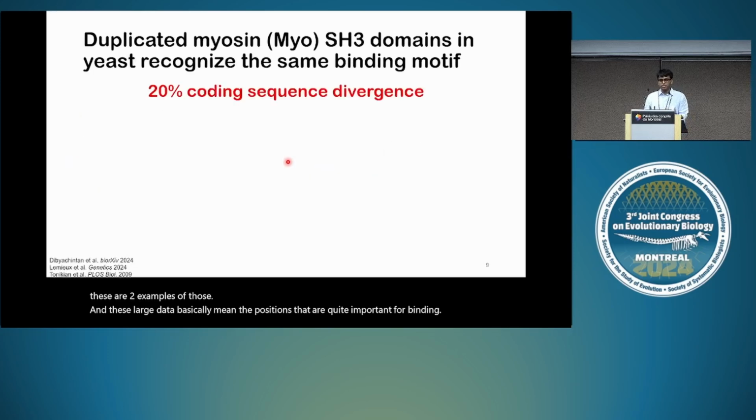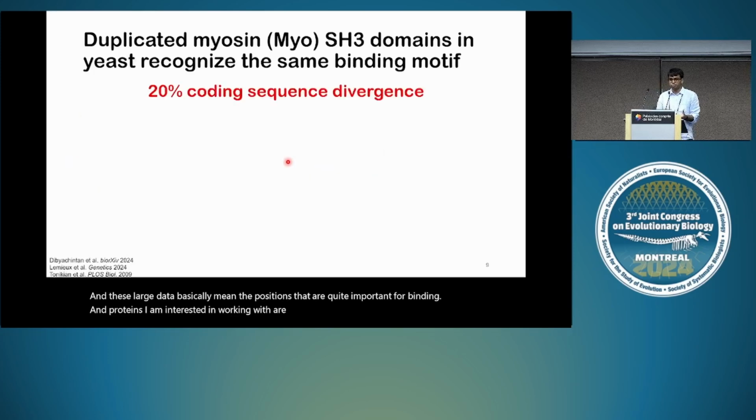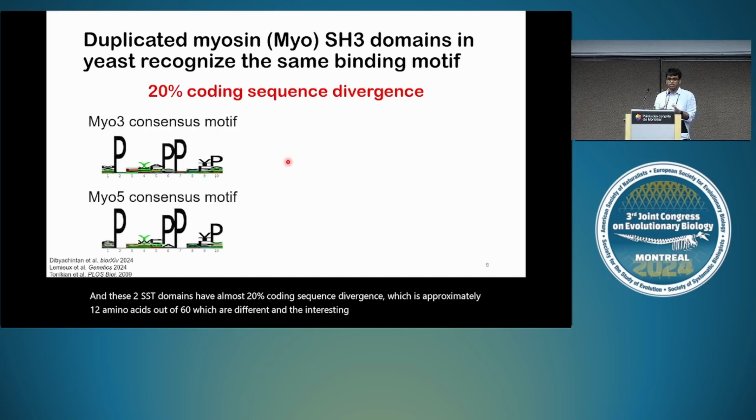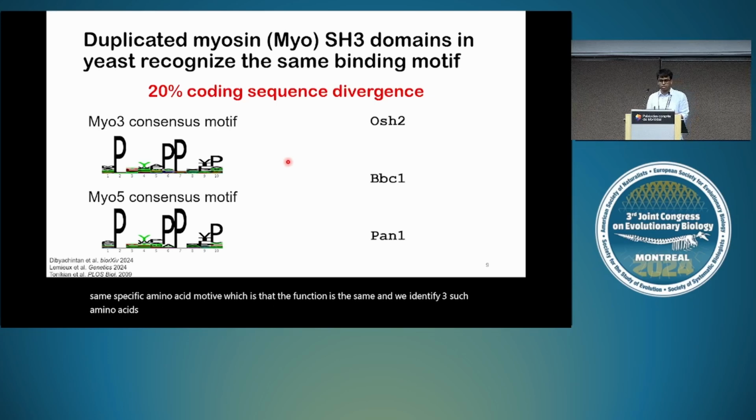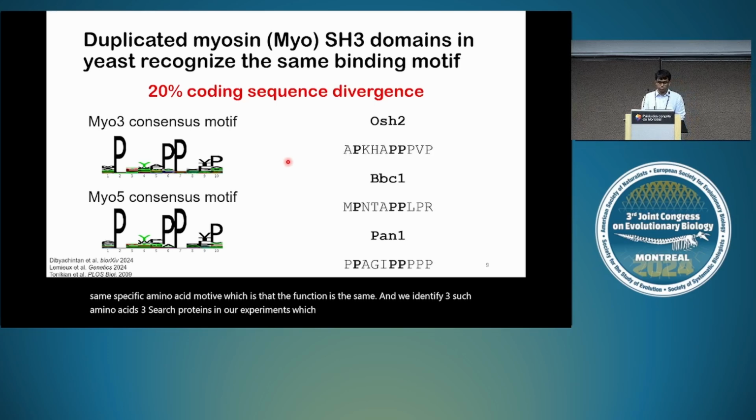And the proteins I'm interested in working with are duplicated myosin proteins. Now, myosins, as you might have heard, are muscular proteins, and yeast don't have muscles. In this case, these myosins are involved in various processes which are necessary for providing shape to the cell. And these two SH3 domains have almost 20% coding sequence divergence, which is approximately 12 amino acids out of 60 which are different. And the interesting part is that they bind to the same specific amino acid motif, so the function is the same. And we identified three such proteins in our experiments which have the specific binding motif.